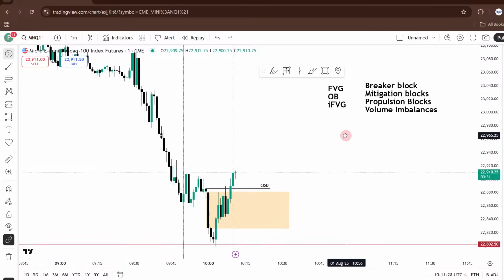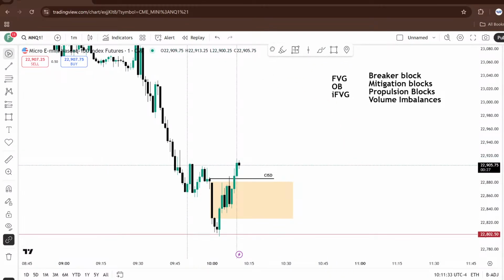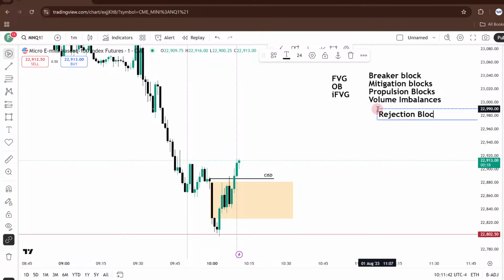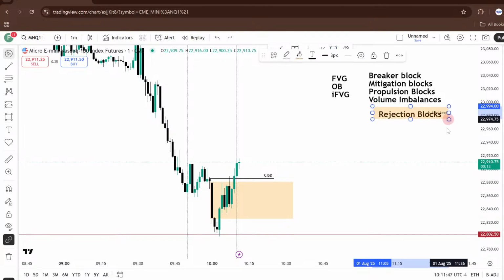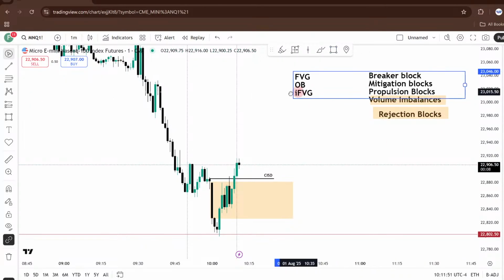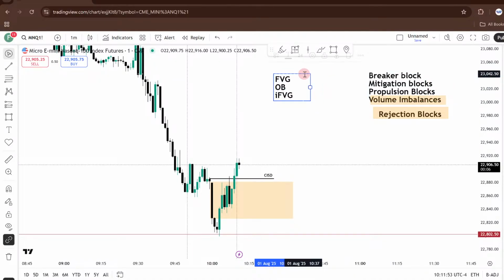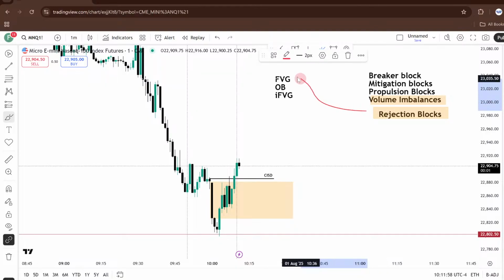Please keep in mind that the PDRA is just an entry model. A PDRA means nothing without any other context. That's really important to keep in mind. Rejection blocks. A lot of these things, I'll point two things out here. Rejection blocks and volume imbalances, I treat them the same as a fair value gap. It's just a fair value gap in my eyes.